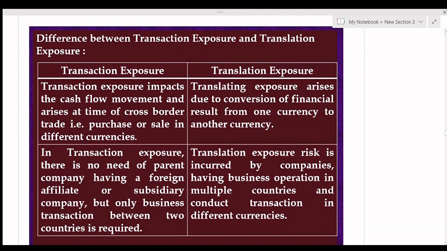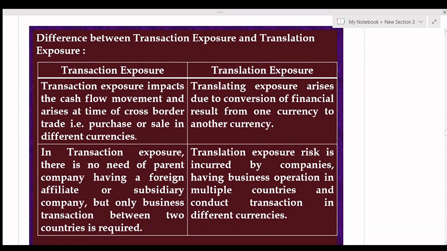Difference between transaction exposure and translation exposure. Transaction exposure impacts the cash flow movement and arises at the time of cross-border trade, that is, purchase or sale in different currencies. Translation exposure arises due to conversion of financial results from one currency to another currency. In transaction exposure, there is no need of the parent company having a foreign affiliate or subsidiary company, but only a business transaction between two countries is required.